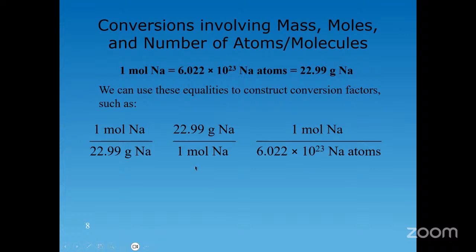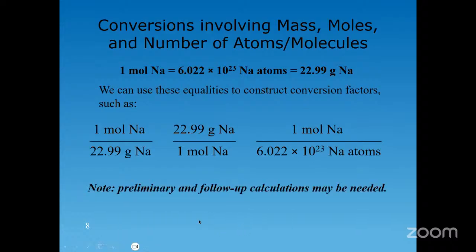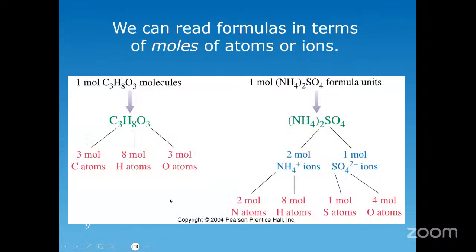You can also have a conversion factor which relates the mass in grams to Avogadro's number, and again, you can have it one way or the other in terms of what's in the numerator and what's in the denominator. And of course, as I'm quite sure you discovered when you were doing introductory chemistry, sometimes some preliminary calculations and calculations following the conversions would be necessary, depending on what question you're dealing with or what you're asked to do.